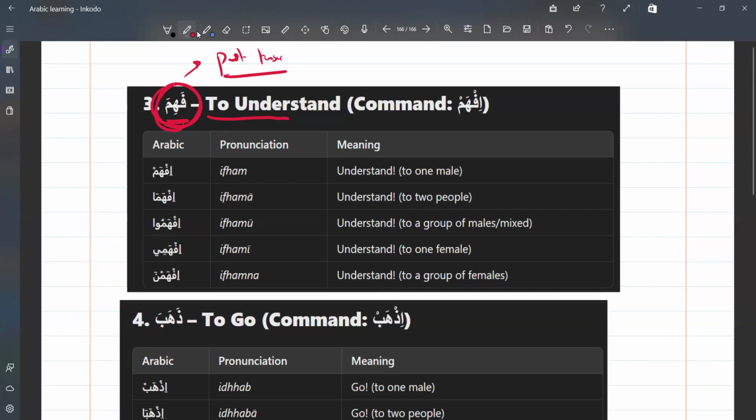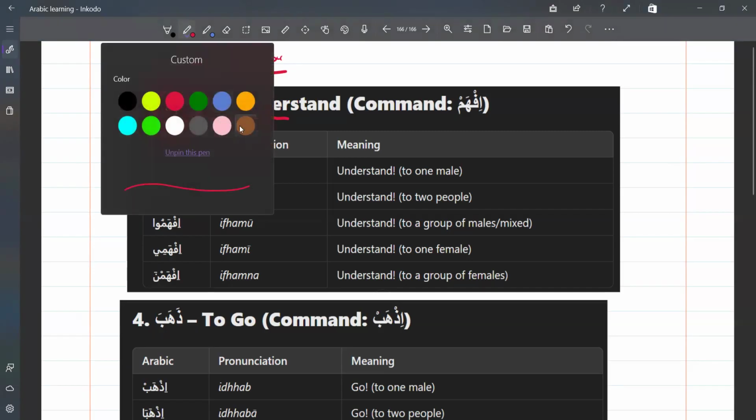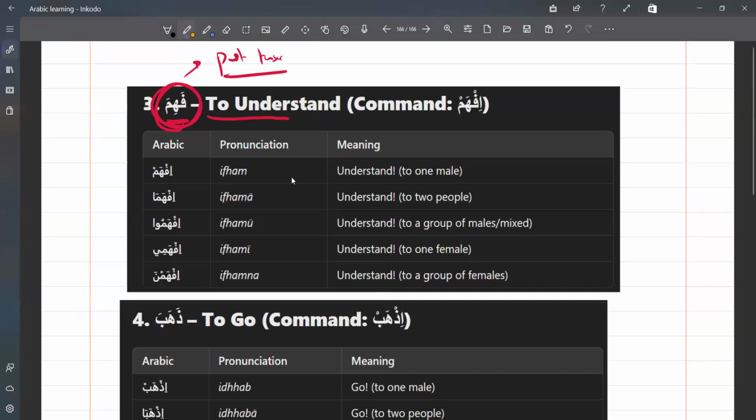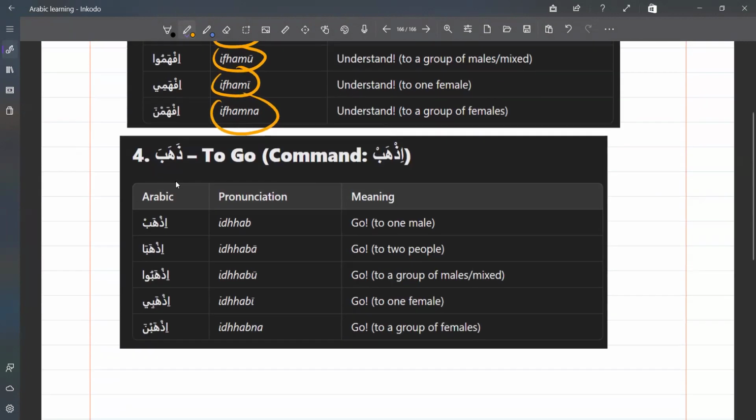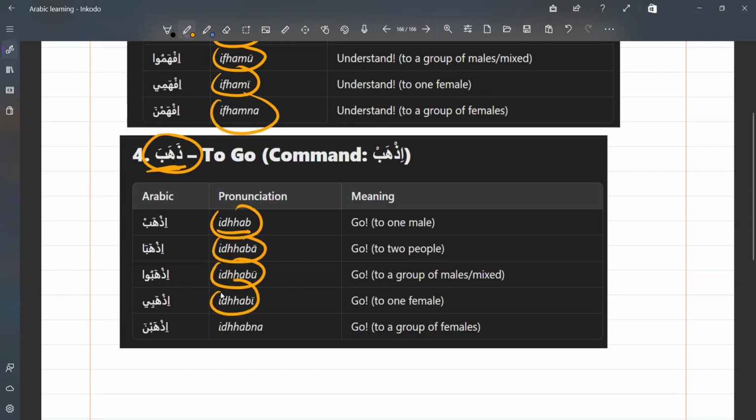Now, what will be the imperative or the command form? Let's see. Fahima will become ifham, ifham, ifhama, ifhamu, ifhami, ifhamna. Similarly, dhahaba is again the past tense variation, and it means he went. The third person, single male, went. So dhahaba will become idhhab, idhhab, idhhaba, idhhabu, idhhabi, idhhabna.